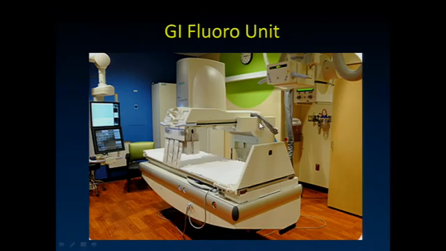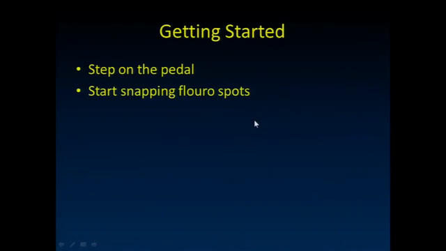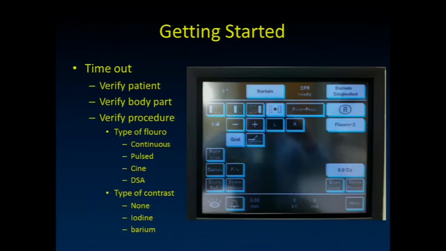So in the last few minutes here, let's finish up by talking about one of our GI fluoro systems. With a GI fluoro unit, you just step on the pedal and start snapping fluoro spots. Hopefully what we got from these first couple of talks is something you put into practice, and I want to emphasize that, especially for any examination you might take. The first thing you should think about is verifying that you've got the correct patient, the correct body part, the correct procedure and everything. And then we'll get started with the procedure.